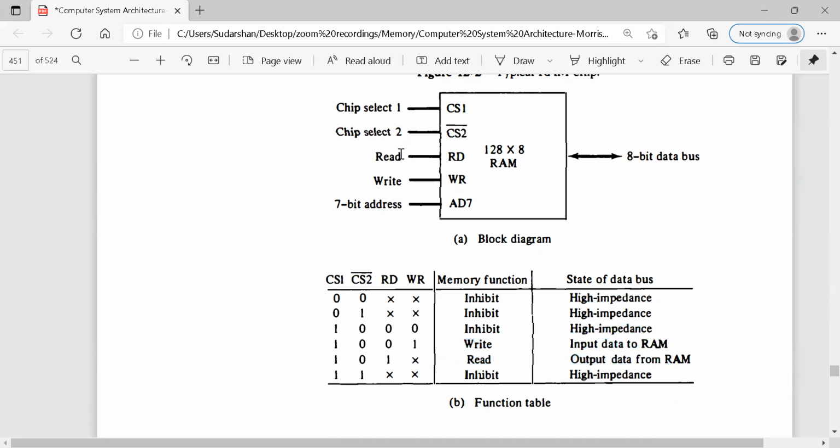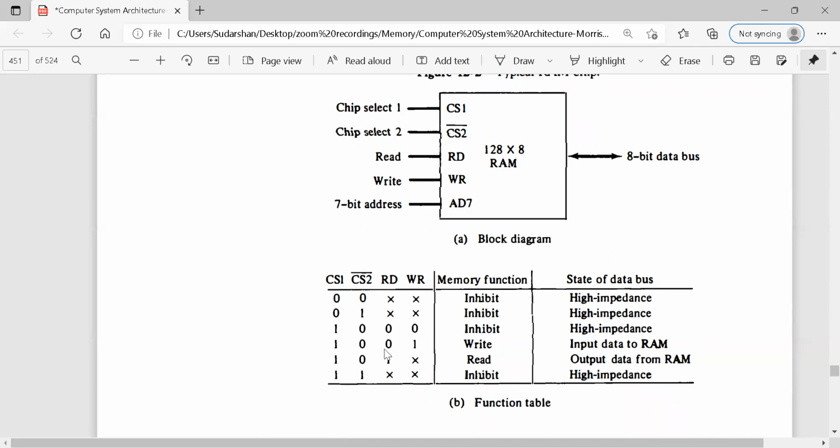Now, when the chip select 1 line is 1, that means I'm enabling the chip, namely the RAM chip. When chip select 2 line is going to be 0, you know what is 0 bar? 0 bar is 1. Whenever you send a low signal, you take the complement of it, it becomes 1. Therefore, the chip gets activated. Then, when read is going to be 0 and write is going to be 1, you are performing a writing operation. That means input data to RAM. That means data is sent from CPU to RAM.